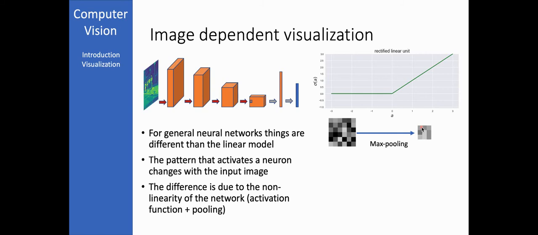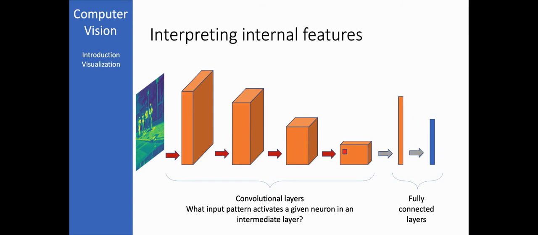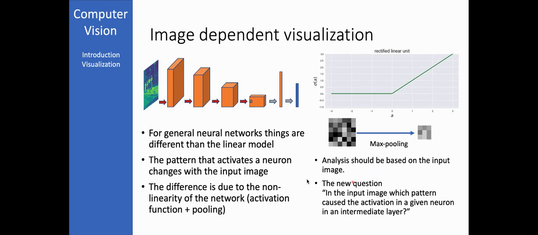It's these nonlinear transformations that really give this nonlinear nature to the network. As a result, the activation of a neuron depends on the image. The pattern that activates that neuron changes with the input image. Therefore, if I want to visualize the features that this neuron is looking for, I have to do an analysis that is based on the input image. So I have a new question now: in the input image, which pattern causes the activation of a given neuron in an intermediate layer? This is slightly different than the original question, which, as you can remember, was what input pattern activates a given neuron in an intermediate layer. I had to change it.